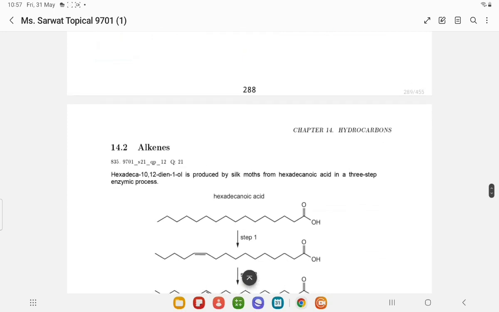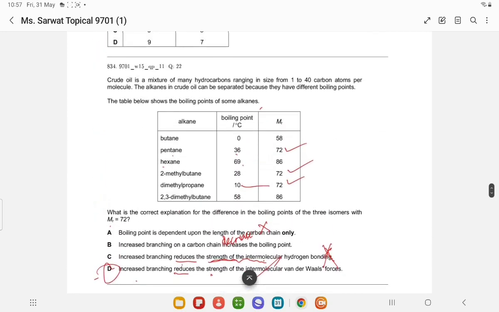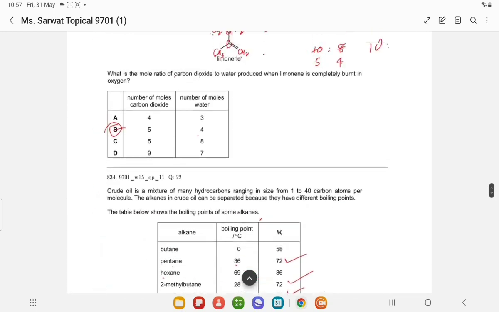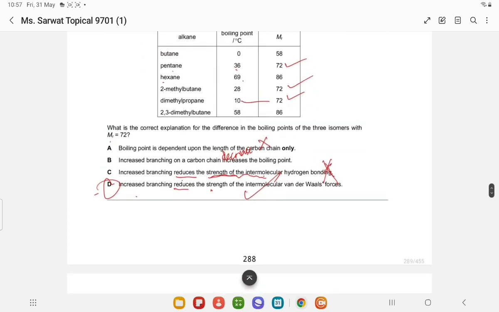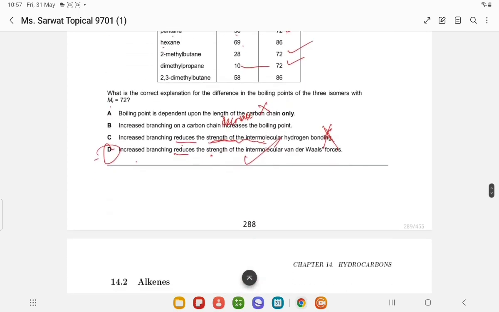Next MCQ questions. This is all about the alkane. In the next part, I will discuss alkene.